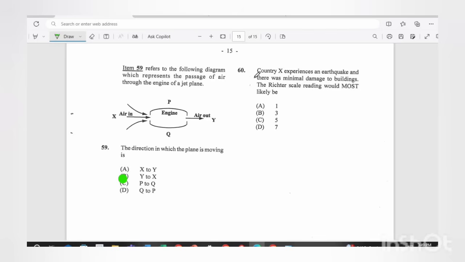And our last question, country X experiences an earthquake and there was minimal damage to buildings. The Richter scale reading would most likely be, the answer there should be C, 5. When we have a Richter scale reading of 5, it means slight damage to buildings. And that was the paper 1 for 2022 May-June.